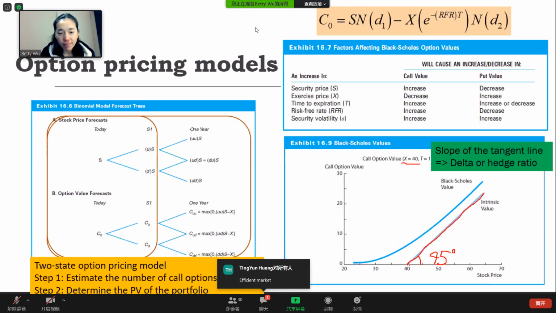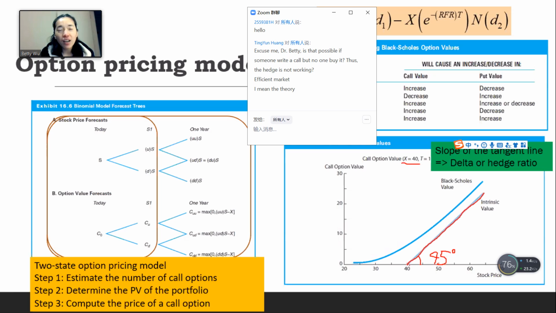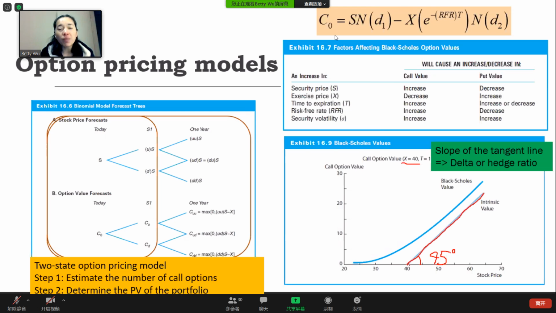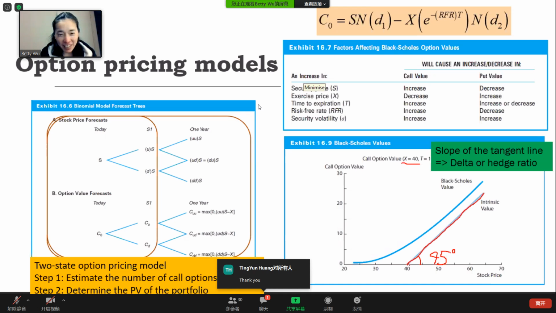Efficient market. I'm not sure what you mean by efficient market. Oh, that's you. Okay. What do you mean by efficient market? You mean the theory? Oh, are you saying that we always assume that there is a buyer? Yeah, that's fine. So assume that there's always a buyer. It's an efficient market. That's fine. Okay, now I get it. Great. Okay, it's never too late.